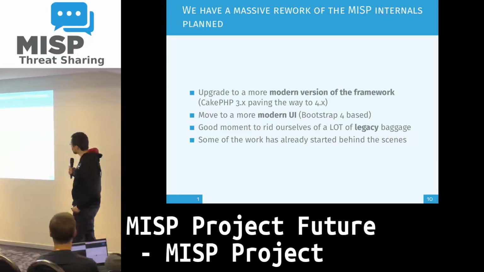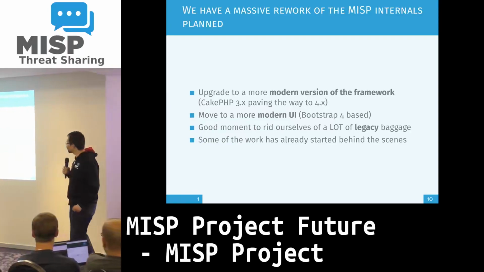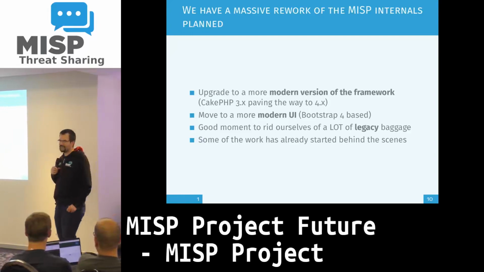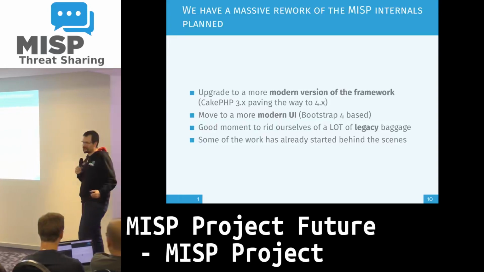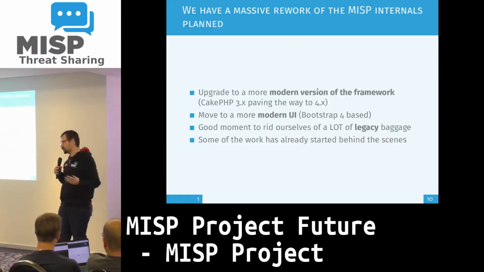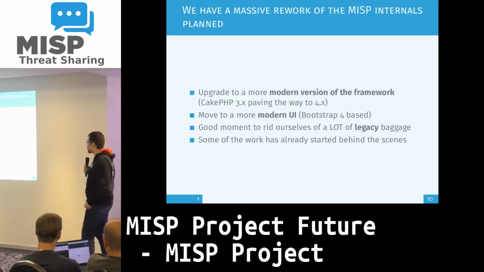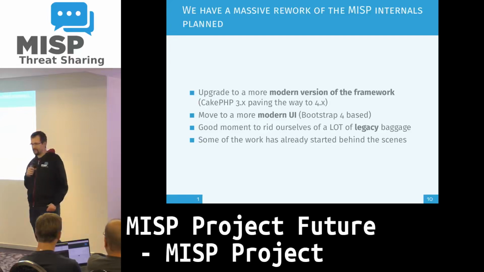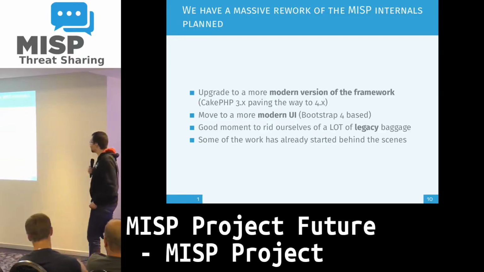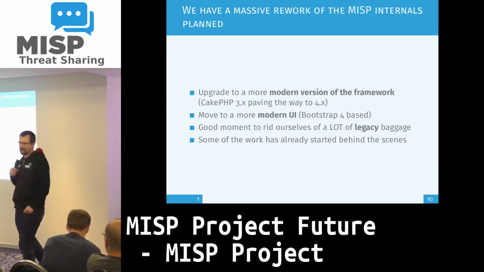So first of all, one of the things that is going to start happening soon, and it kind of started happening already a while ago, is we're going to be entering a phase of a massive rework for some parts of MISP. The idea is that we want to take some of the frameworks that we use in MISP and move to a more modern version of it over time. So generally, this means that we want to basically change the backend to CakePHP 3.x and move the UI to a more modern version. So basically have Bootstrap 4 support.